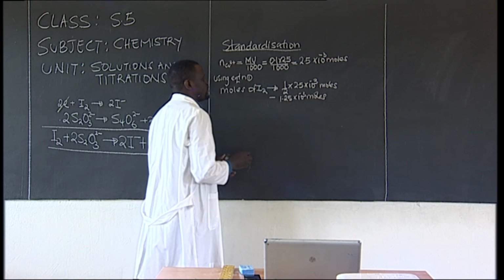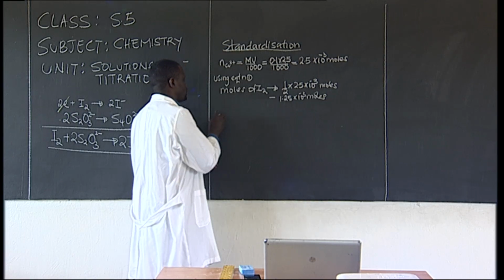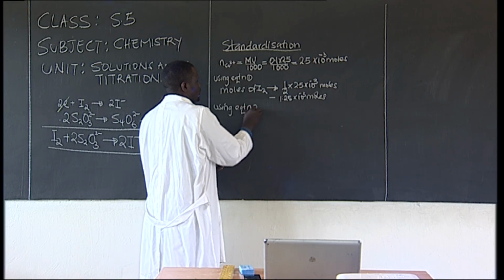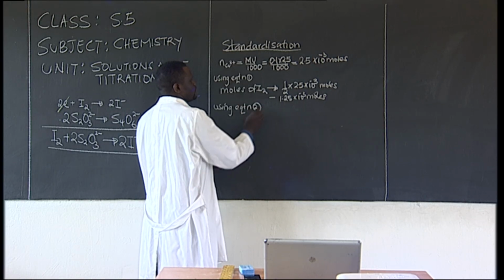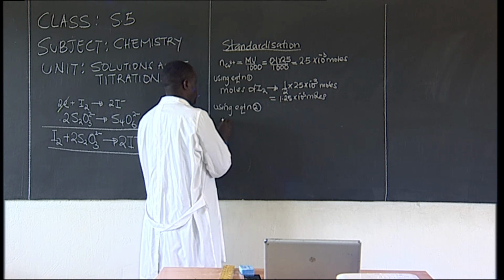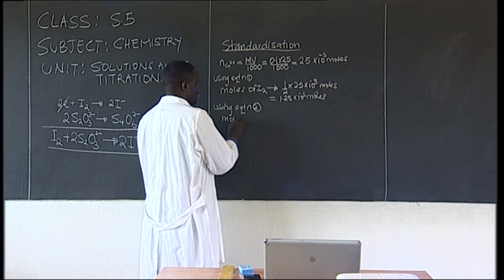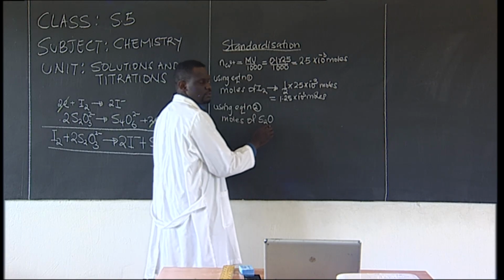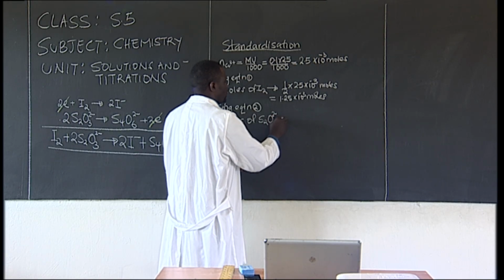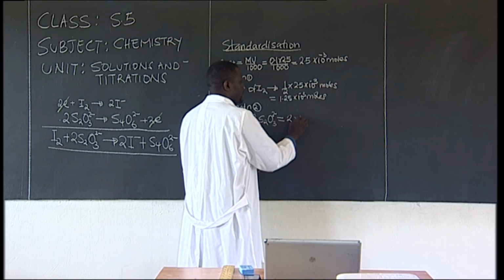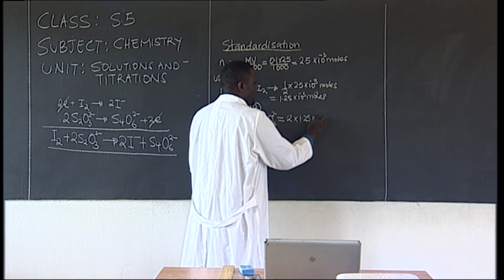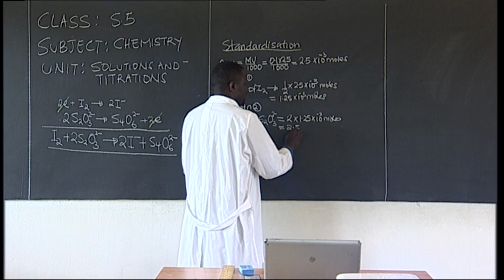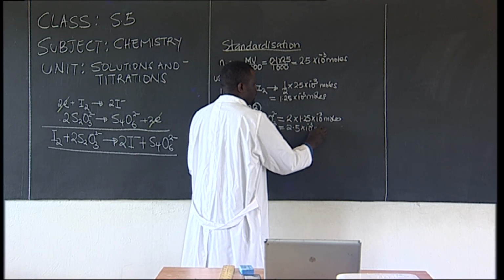Then from there, we move to the second equation. Using equation 2, the moles of thiosulfate. This time we are going to multiply by 2. We say 2 times 1.25 times 10 to the power negative 3 moles. So our answer will be 2.5 times 10 to the power negative 3 moles.